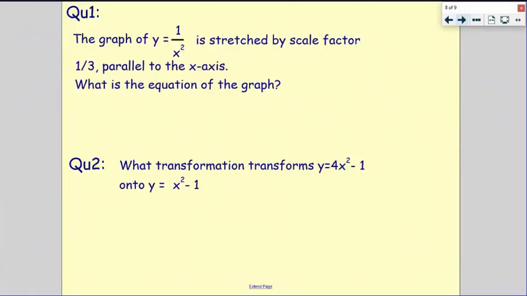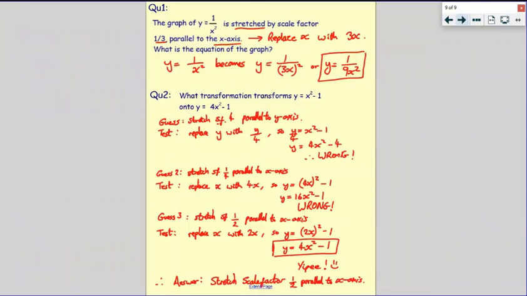Have a go at these two questions. Pause the video now. On the next slide, I'll give you the answers. And then here are my answers. Notice this time I have given an example where I've guessed, got it wrong, guessed again, got it wrong again, guessed again, and this time I'm right. And then here's my conclusion.